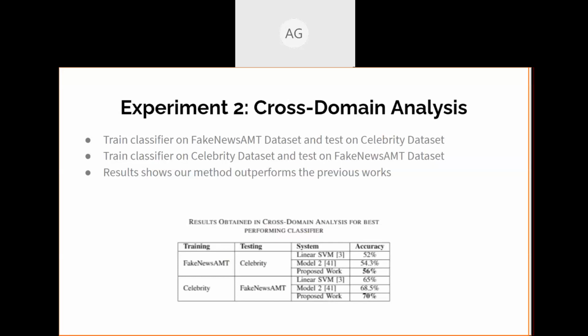The mentioned table captures the comparison of results obtained in cross-domain experiment and suggests that our method outperforms the previous work.